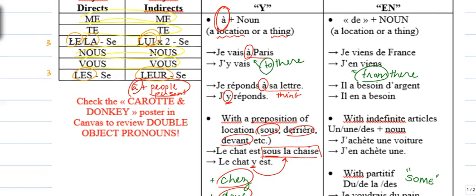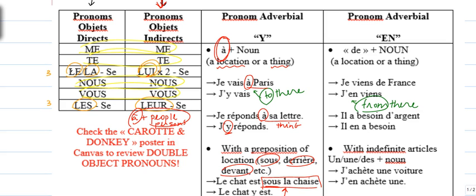Finally, en. Okay, so now let's go to en. Just like à was a preposition that was related to y, should it be a thing or location, we need the preposition de for thing or location. So they're very similar, except for the preposition that changes everything.